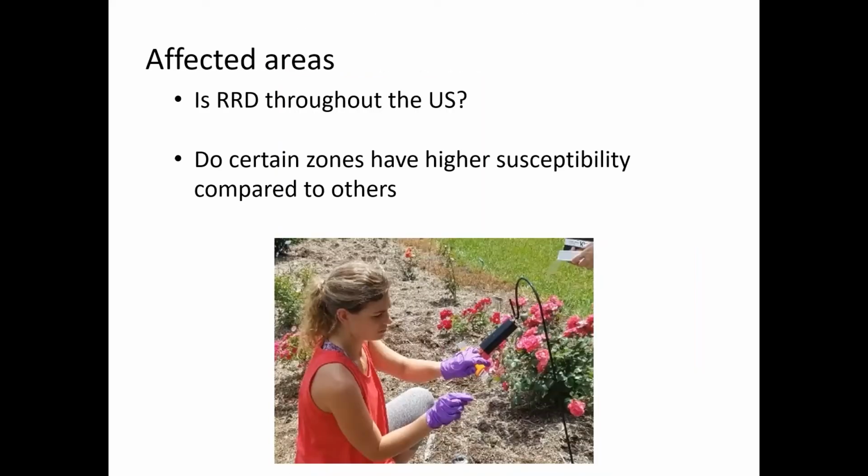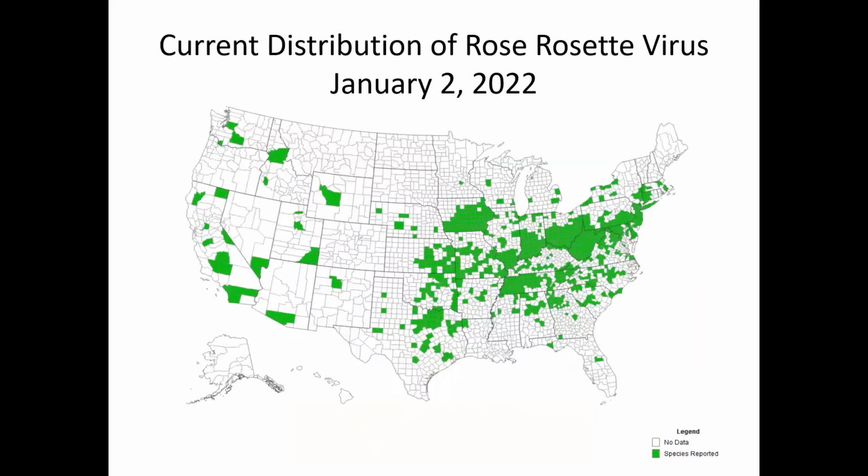Now, some of the questions that have been asked is, is this spread throughout the US? And do certain zones have higher susceptibility compared to others? Well, this is the map from January 2nd, and it would not have changed much because the mites are not active at this time of year. And neither are the roses in most places, except for the deep South, down in Florida, they're holding rose shows right now, where it's going to be 23 degrees this Saturday in Knoxville, where I'm at. But anyway, you can see every one of the counties that's in green has been reported to have Rose Rosette.